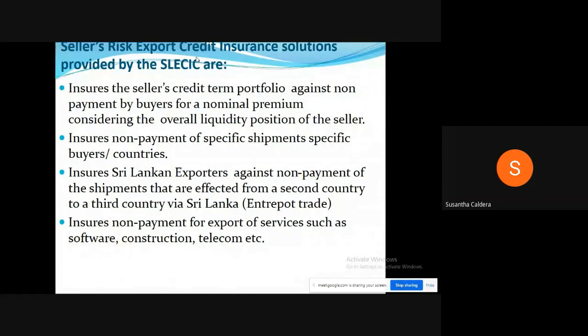Sometimes we insure the non-payment of a specific shipment, or specific buyers or specific countries. If you are dealing with countries like Syria, or if you are exporting tea to Syria or Afghanistan, in today's context, it's risky because the country is at war. So it is better to get a specific guarantee.